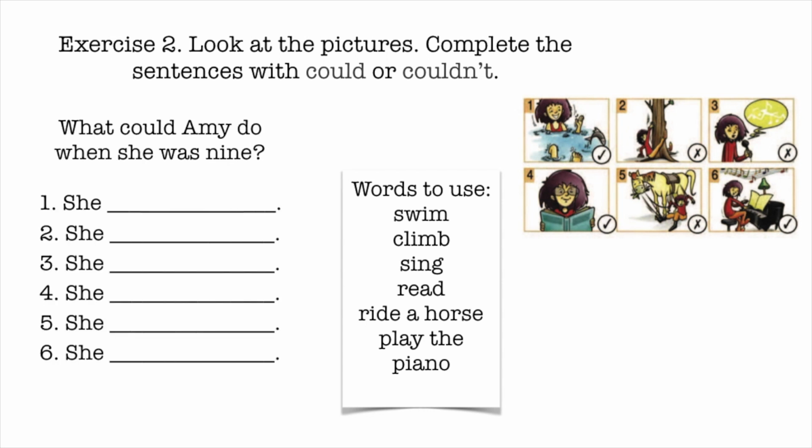What could Amy do when she was 9? Okay, now I'm going to give you 2 minutes to fill in these exercises with could or couldn't and this action word. Look at the pictures on the right. Okay, they will help you. If there is a check mark, it means she could do it. If there's an X, it means she couldn't. All right? Please stop the webinar. Please do this exercise in your notebooks, and then we can continue.